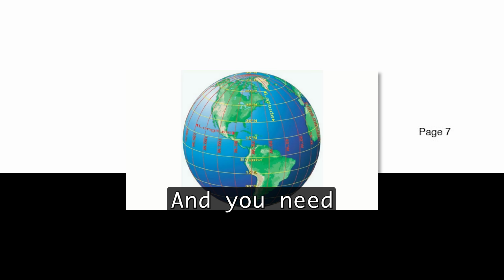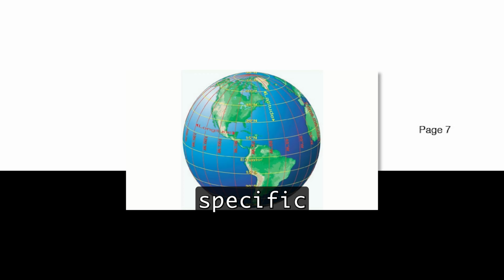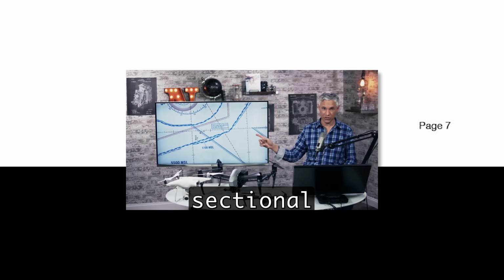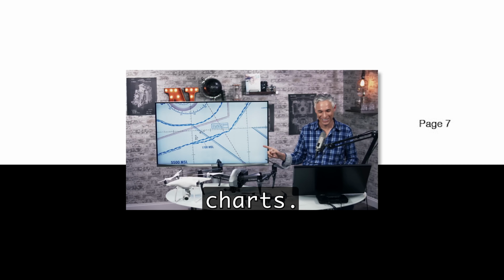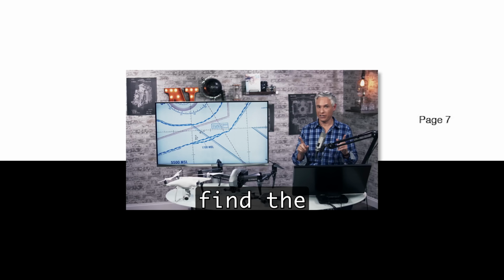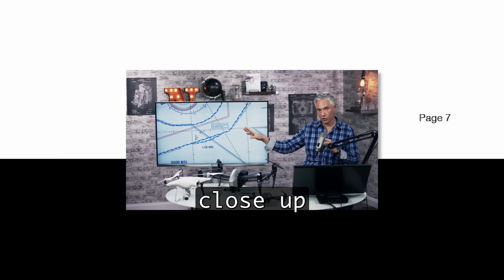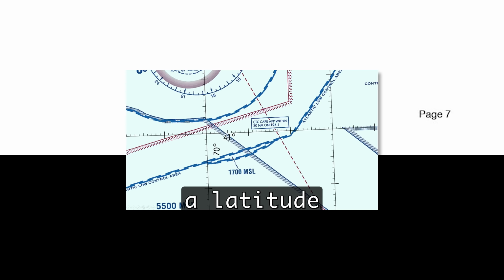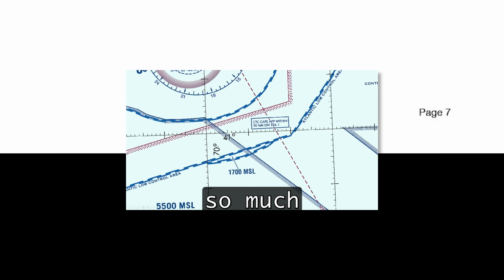You need to know that, and you need to be able to find specific latitudes and longitudes on a map, on their crazy sectional charts. It can be difficult for your eyes to actually find the latitude and longitude numbers. So I'm showing this close-up of one section of a sectional chart that shows a latitude and longitude over the ocean, so there wouldn't be so much clutter.